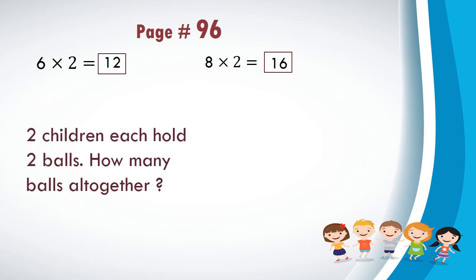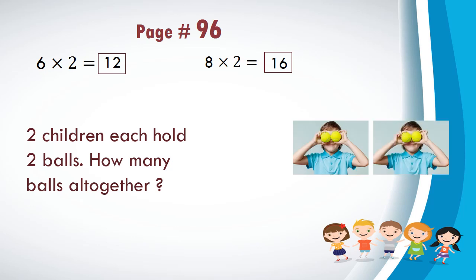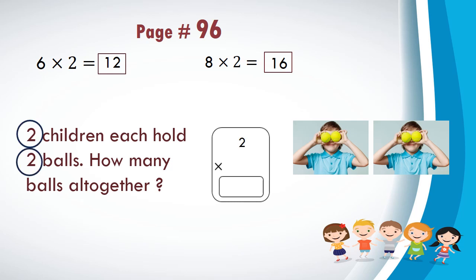2 children each hold 2 balls. How many balls altogether? Here we have 2 boys, 1 and 2. Both hold 2 balls. We multiply the number 2 and 2. 2 twos are 4.